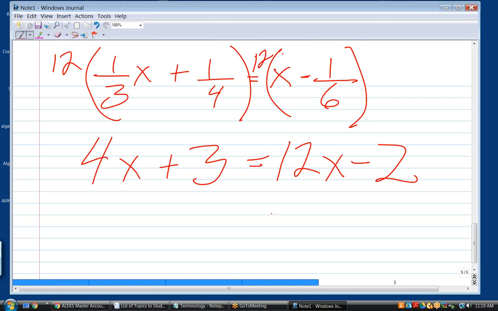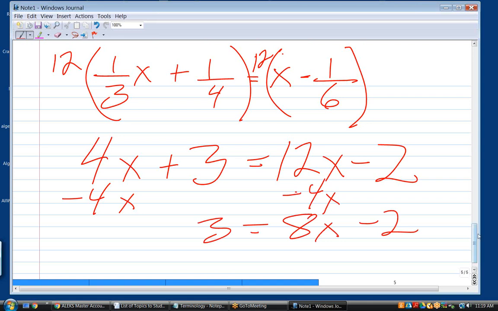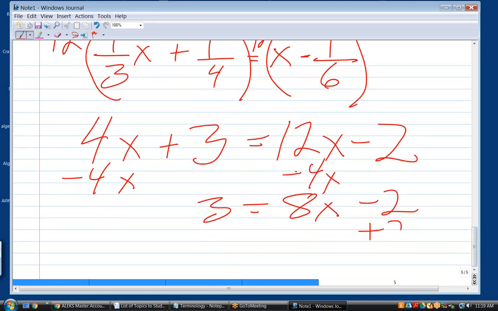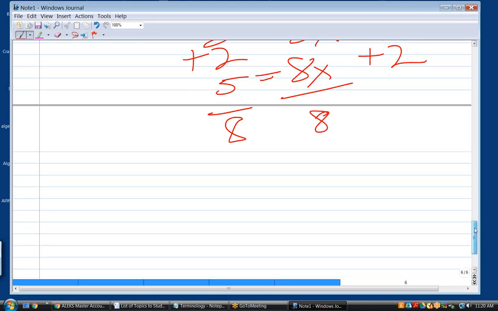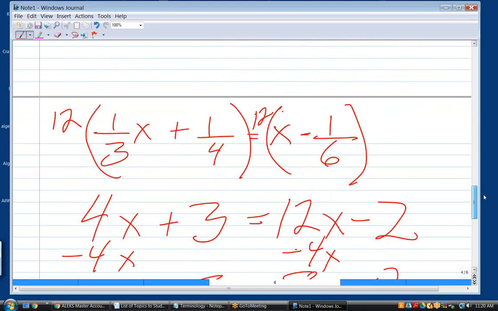So we could subtract 4x from each side, which would make it 3 is equal to 8x minus 2. And then add 2 to both sides. So it'd be 5 is equal to 8x. And then x is equal to 5 over 8. And then divide both sides by 8. Let's stick with that. I think for a while, let's stick with that. At some point, you won't need to do that step.